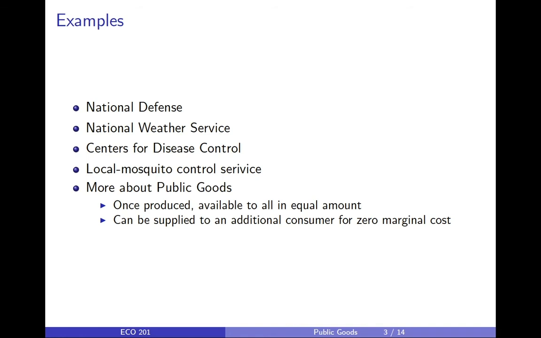I suggest you go through some of these other examples to make sure you understand what it means to be non-rival and non-excludable. It is also important to point out that once a public good is produced, because it is non-rival and non-excludable, it is available to all individuals in an equal amount and can be supplied to an additional individual at zero marginal cost.